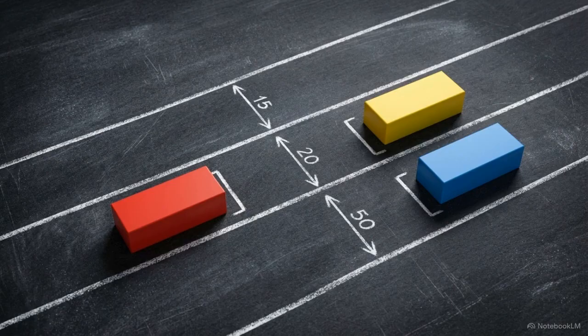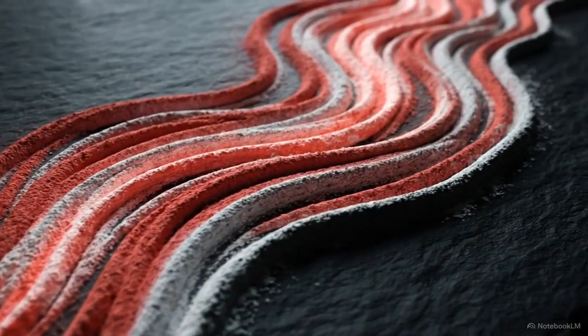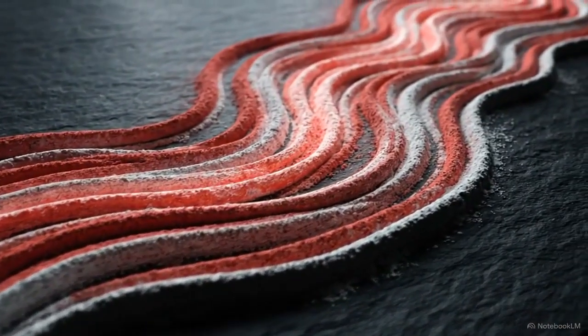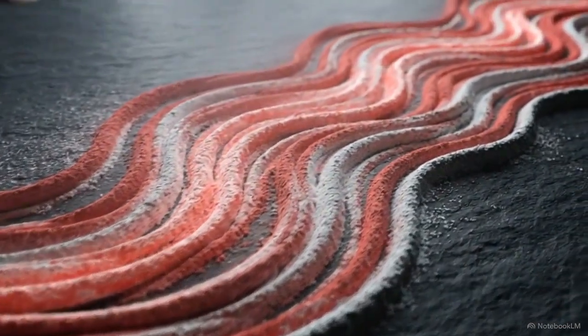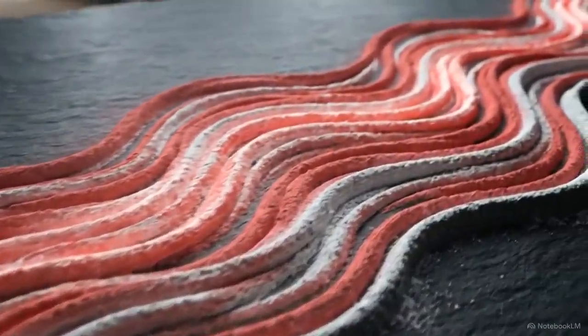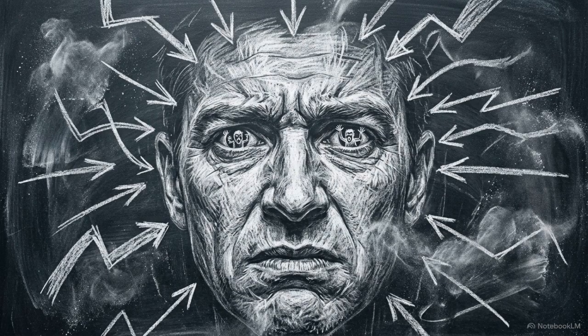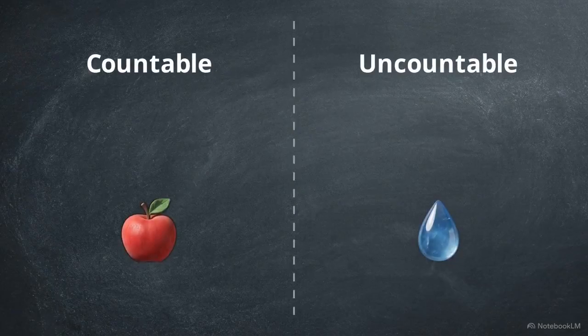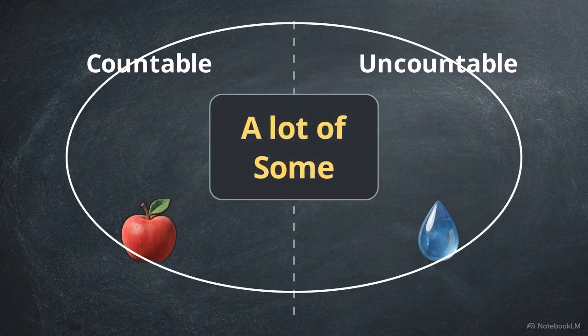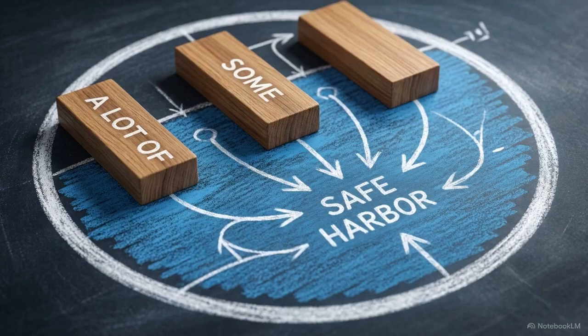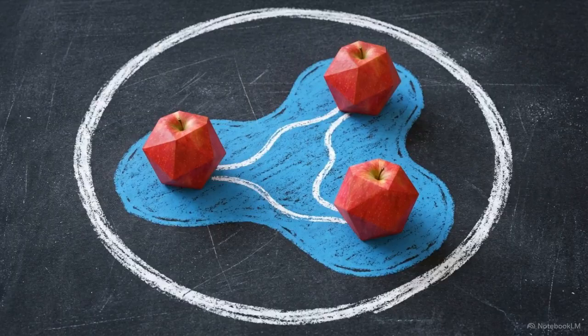We see this all the time. You can count individual physical cars on the highway, so there are many cars. But the flowing stream of them is traffic, an uncountable mass, so there is much traffic. Of course, stopping to do this mental test in the middle of a fast-paced conversation can still make you freeze up. If the conversation is moving too fast for the test, the phrases a lot of and some act as universal quantity words. When panic sets in, a lot of and some are completely safe grammatical harbors that work perfectly for both separate apples and pooling water.